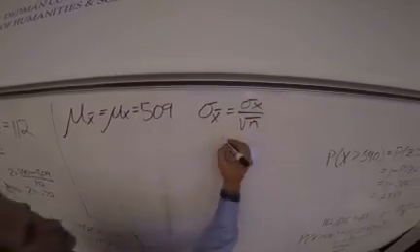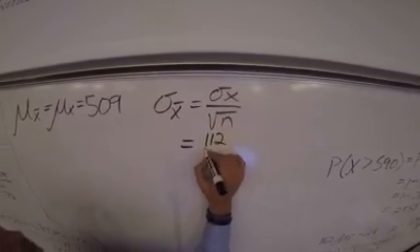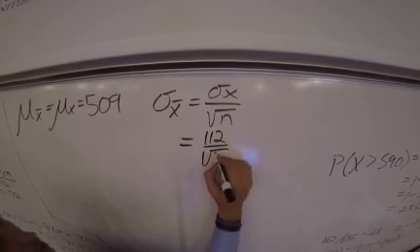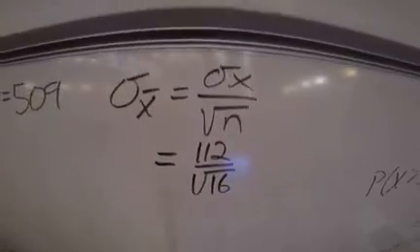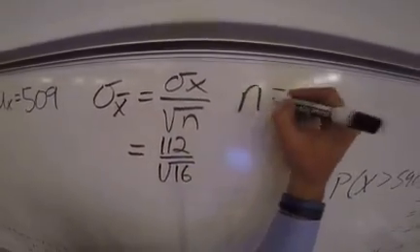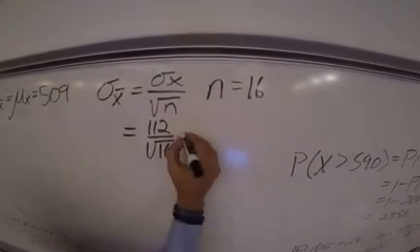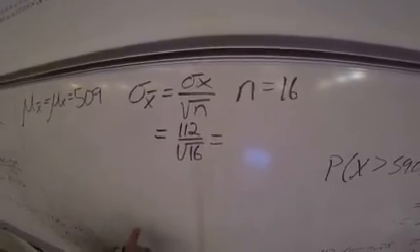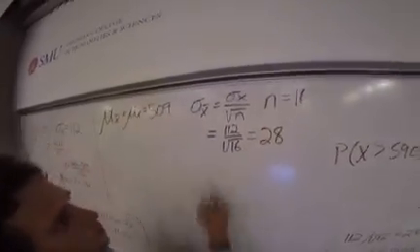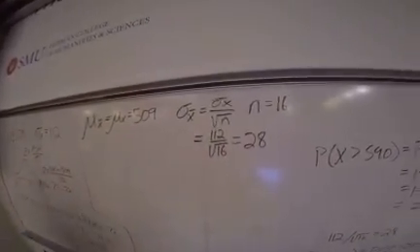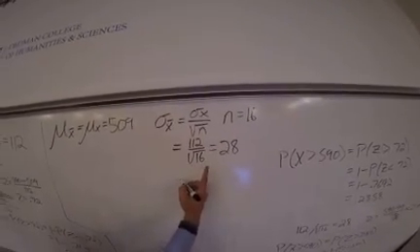Let's find out what that is. So there we go. This is 112 divided by the square root of n, which in our problem is 16. N equals 16. We're taking 16 test takers. So that's it. And if you actually do this math, it's 112 divided by 4, which is equal to 28. So okay, we've got everything we need here.